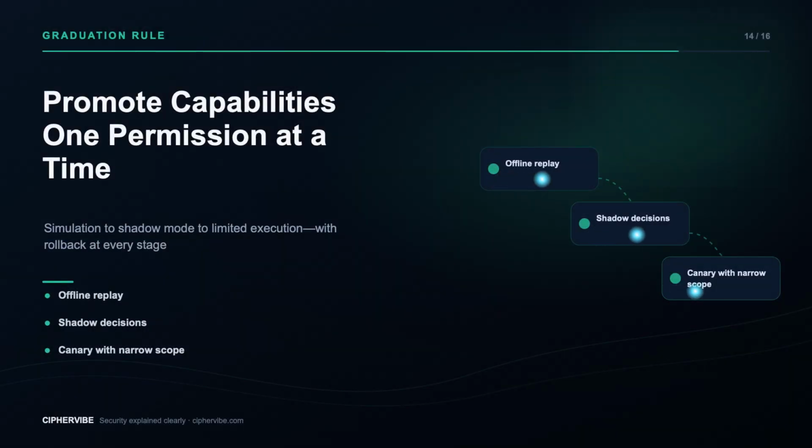Graduate in stages. Start with offline replay. Then shadow mode, where the agent proposes actions beside the real workflow but cannot execute. Next, canary a narrow capability for a small approved population with monitoring and a kill switch. Expand only when the evidence meets predefined thresholds. New tools or permissions send the agent back through the gates.